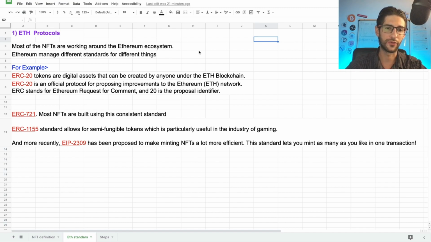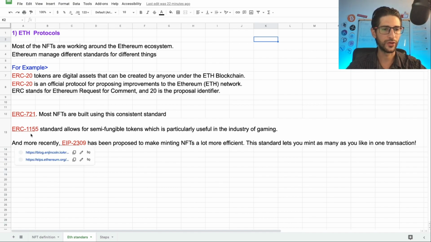Ethereum manages different standards for different things. So probably you are familiar with ERC20 tokens, which are digital assets that can be created by anyone under the Ethereum blockchain. ERC20 is an official protocol for proposing improvements on the Ethereum network. ERC stands for Ethereum Request for Comment, and 20 is the proposal identifier. And NFTs, even if they are running in smart contracts on Ethereum, are not using the same protocol or standard. ERC-721 is the standard most NFTs are built using.